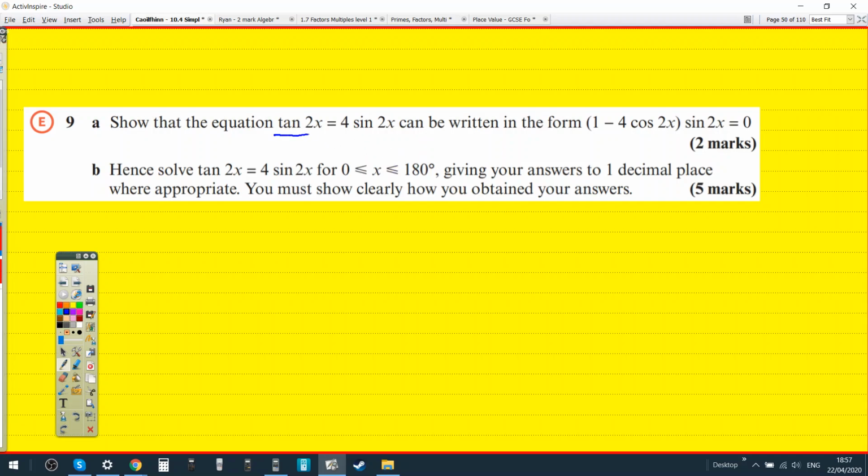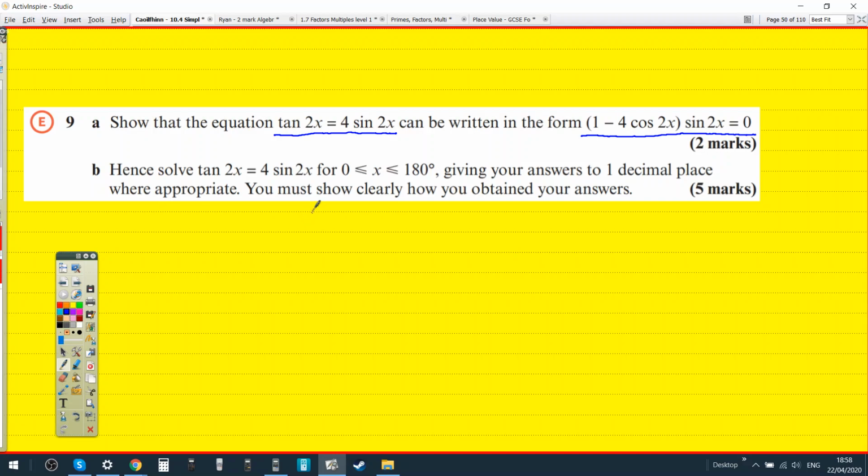So this is the question as it's given to us. This is the answer that they're saying we need to aim for. Spot the difference. We need to get rid of tan. What do we want instead of it? Cos. So we want sine and cos. How do we convert tan into sine and cos? Tan equals sine over cos. Yes.